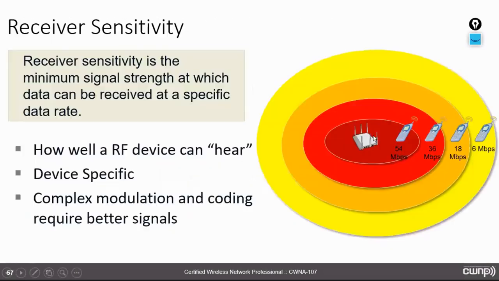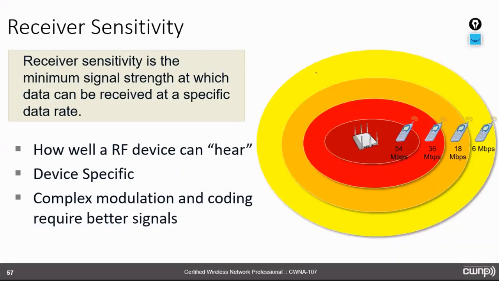Please keep your mic on mute. Receiver sensitivity, I told you, sir. You can see the cell area. This is actually called the cell area, the cell area of an access point. You will see here how well the radio frequency device can hear. Right, this is called receiver sensitivity.